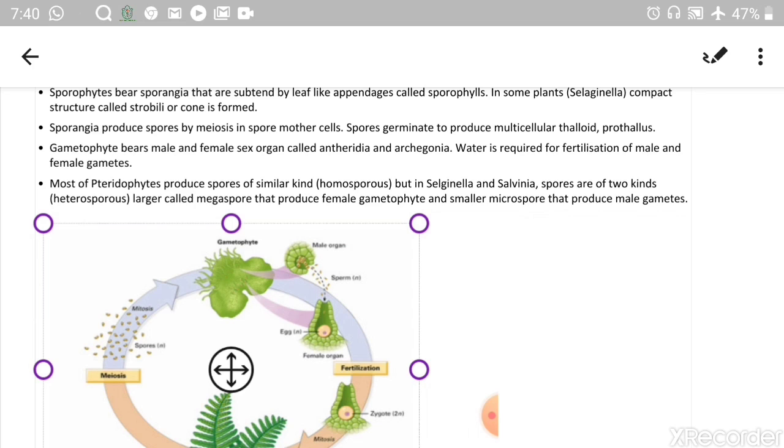And this event is very much similar to the seed habit of the higher plants. Like a seed develops in the female sex organ of the plant. So this event is called precursor of the seed habit, and it's considered a very important step in the evolution in the plant history. So this was the life cycle of pteridophytes.